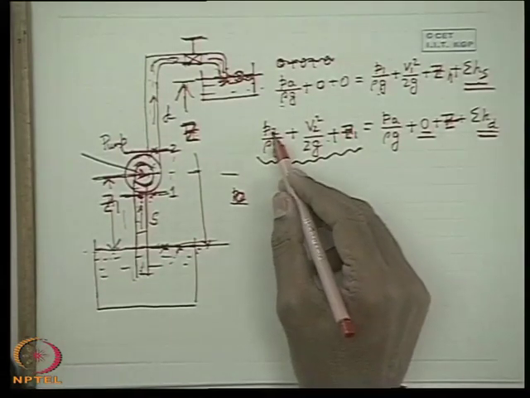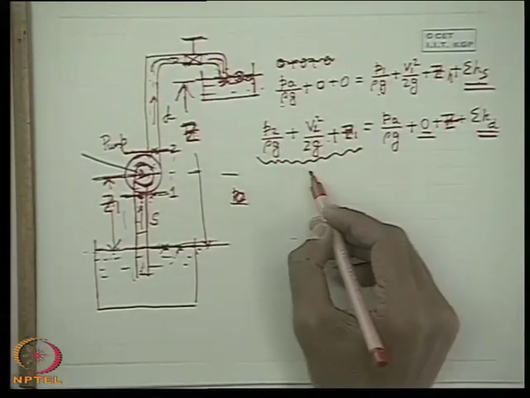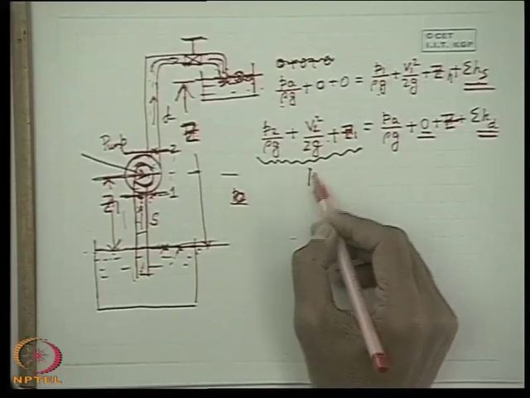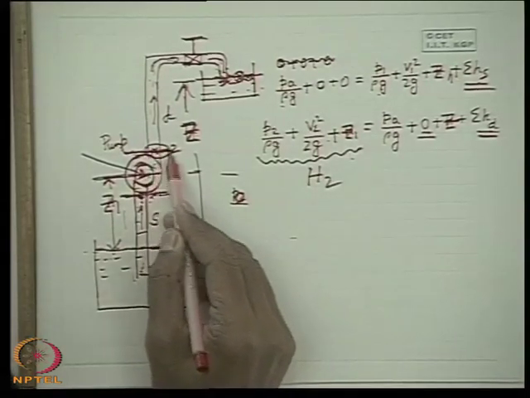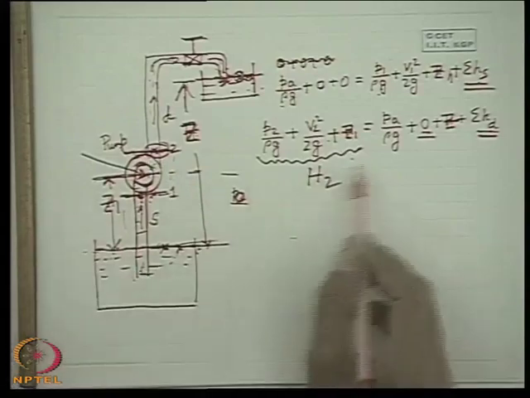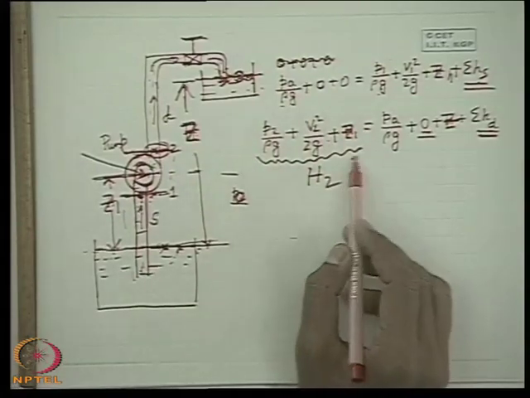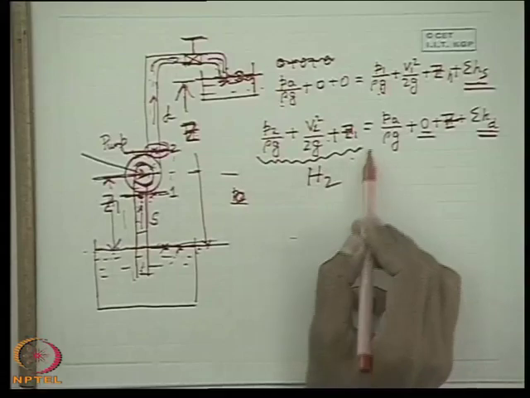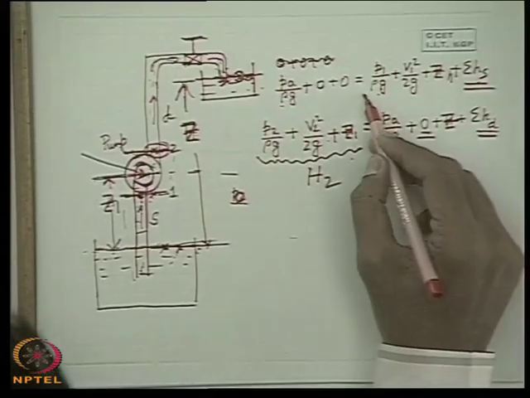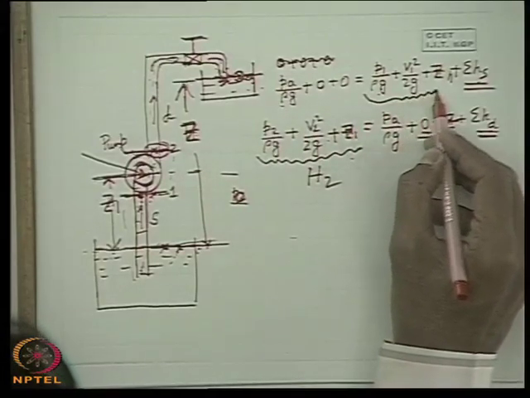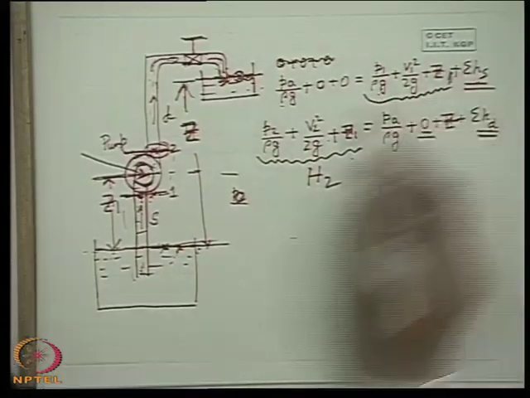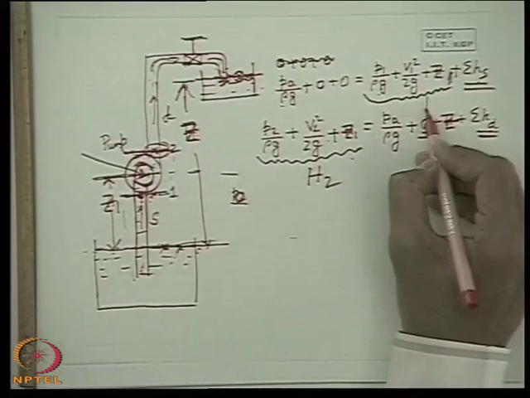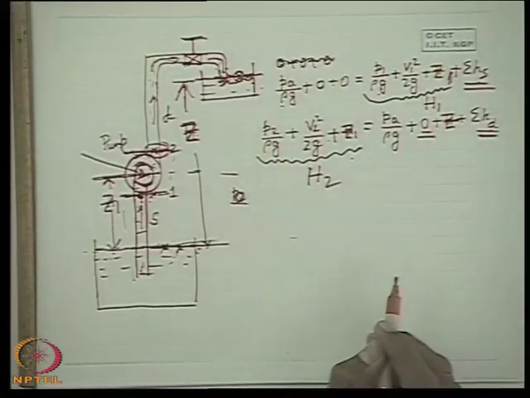Now if I define P2 by rho g plus V2 square by 2g plus Z1 as H2, what is this? Precisely this is the total energy at the outlet of the pump per unit weight. That means total head. Head means energy per unit weight. So total head at the outlet of the pump. Similarly, P1 by rho g plus V1 square by 2g plus Z1 is the total energy per unit weight at the inlet of the pump, the total head at the inlet of the pump, H1.